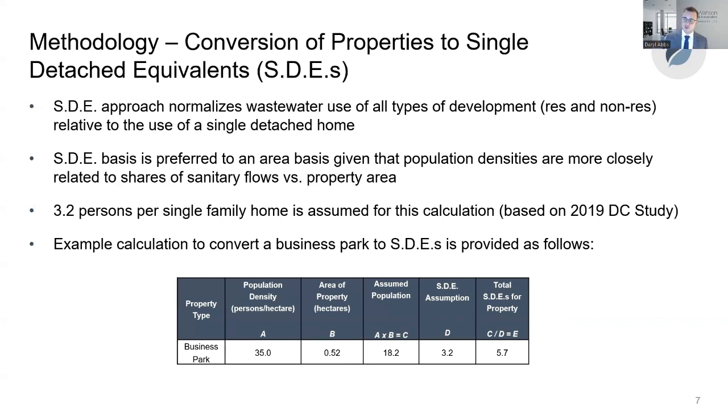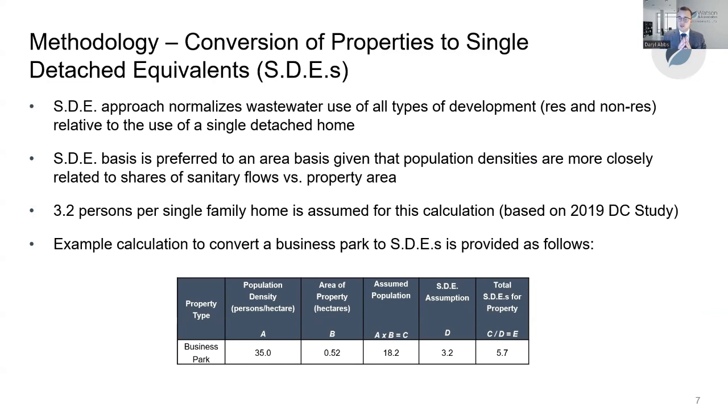So the methodology we utilized in calculating these capital charges is a single detached equivalent method. What we wanted to do was normalize the calculations and ask how many single detached equivalent units worth of flow each property requires. A property with one single detached home would be one single detached equivalent.